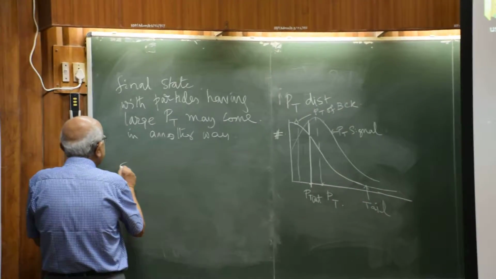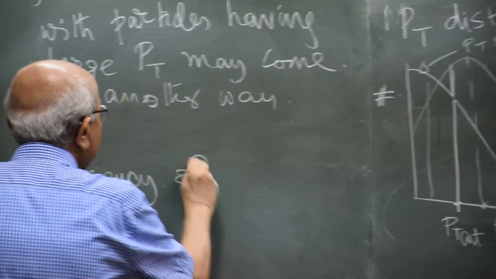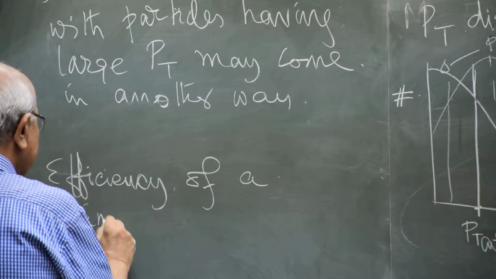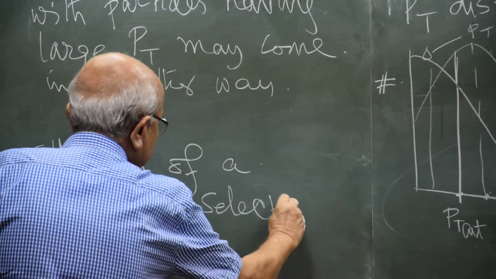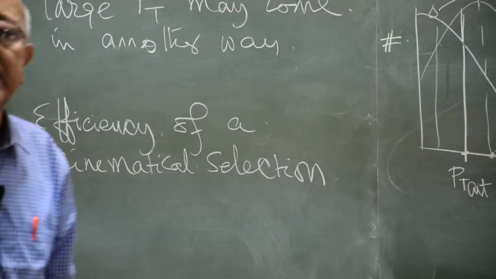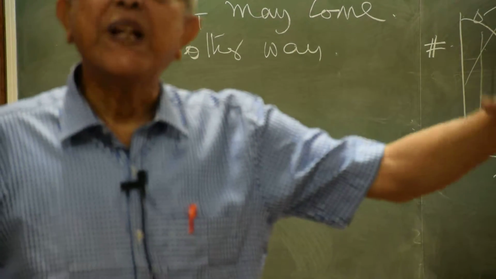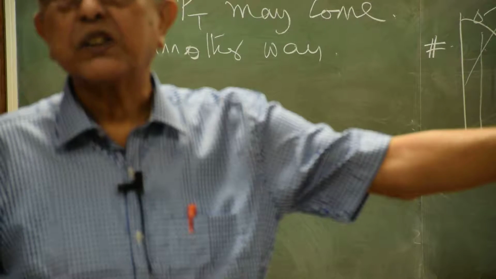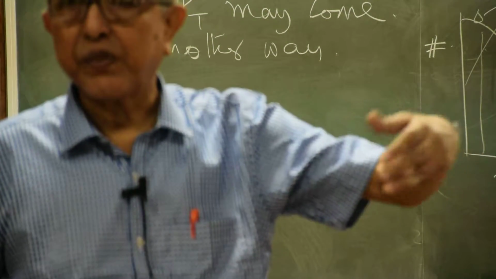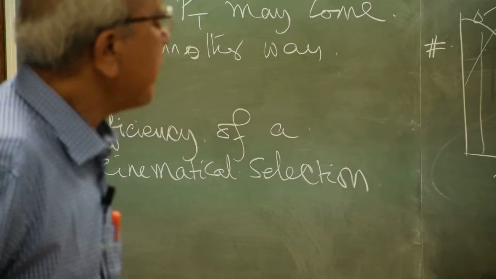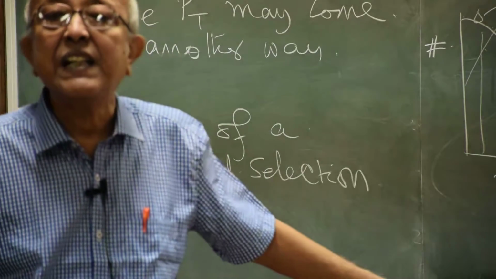So the final thing then is we introduce another definition, that is the efficiency of a kinematical selection. We have talked about two examples. One is the invariant mass. Now this will have a high efficiency because the background is not likely to have a peak at a particular invariant mass, whereas the signal, if it is coming from a new particle produced, is likely to have that invariant mass. And PT cut is also likely to have good selection efficiency.